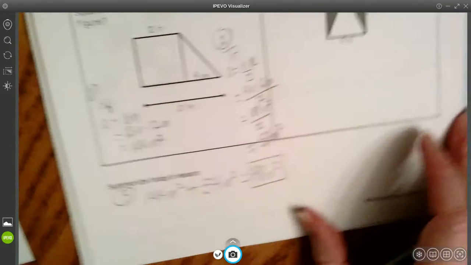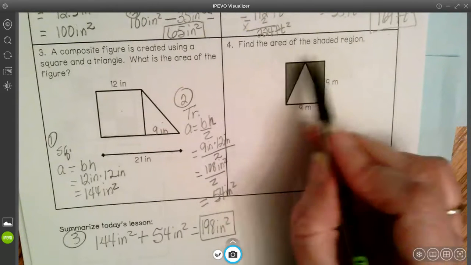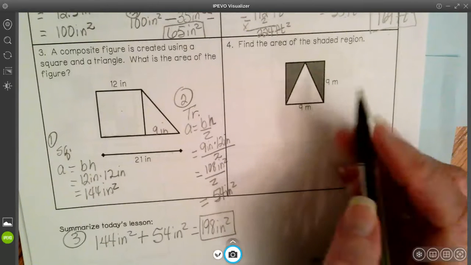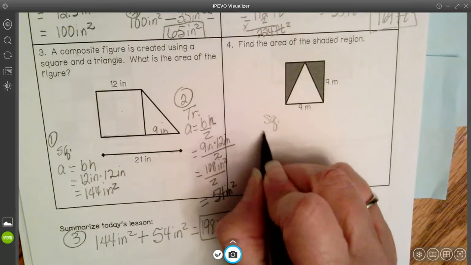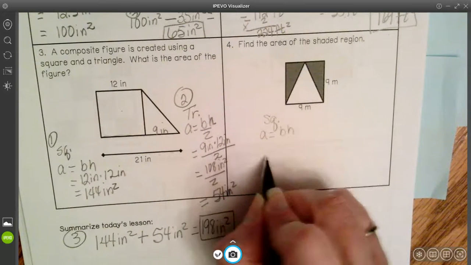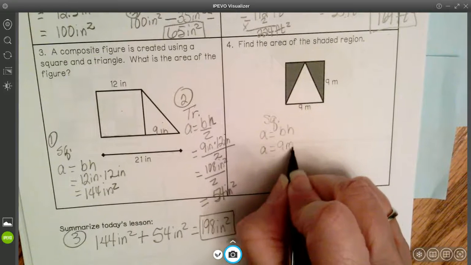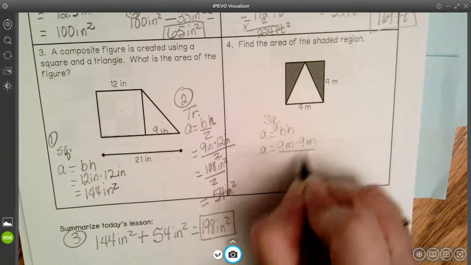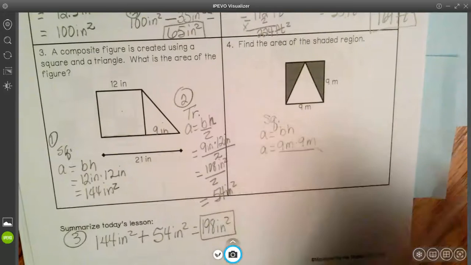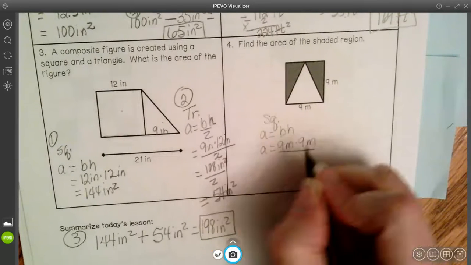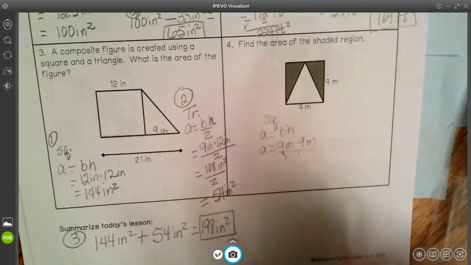So let's take a look at number 4. Find the area of the shaded region. Okay, here we have a square with a triangle inside of it. For our square, we're going to use area equals base times height. And again, a square means they're all the same. So we've got 9 meters times 9 meters, and 9 meters times 9 meters does equal 81.